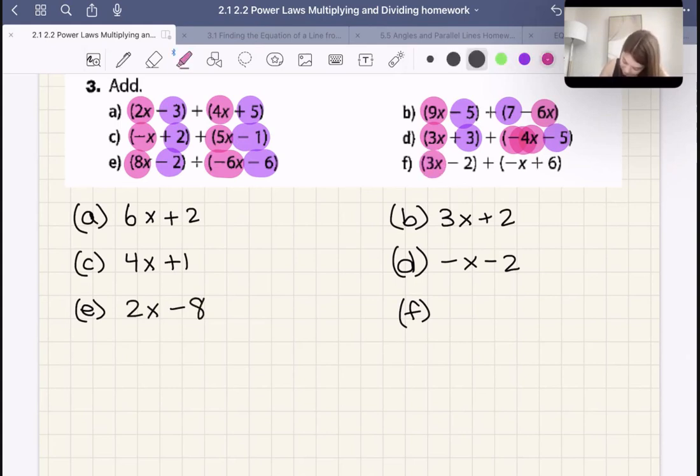Okay, then over here we have 3x and minus x as like terms. And then negative 2 and 6 as like terms. Okay, so 3x minus x is 2x. And then negative 2 plus 6 is 4. So plus 4. And there's our answer. There we have it.